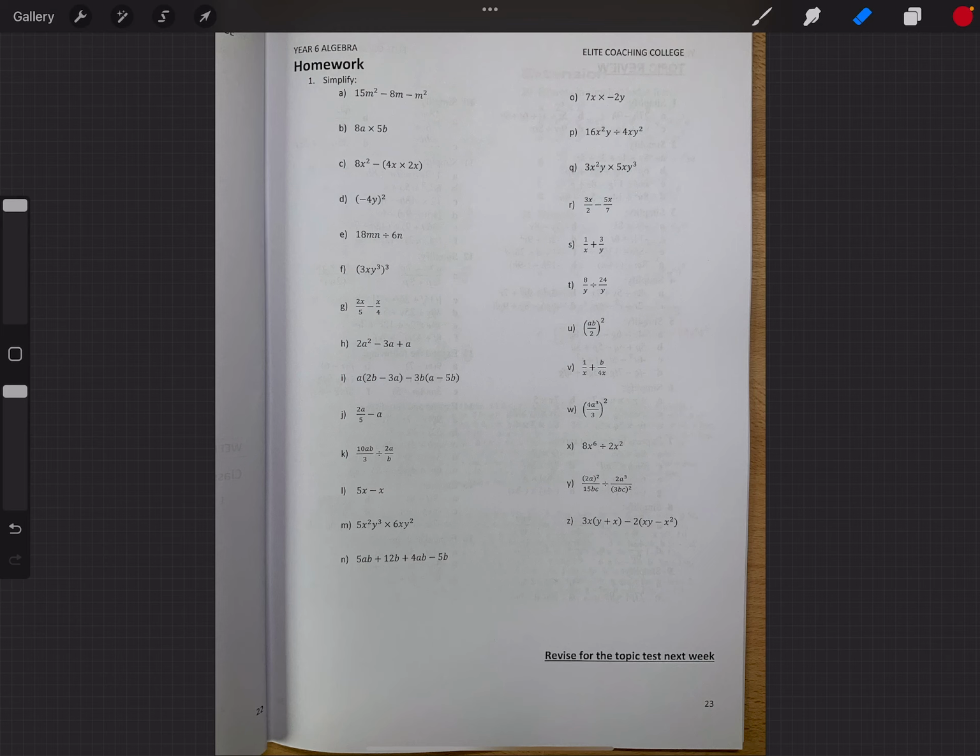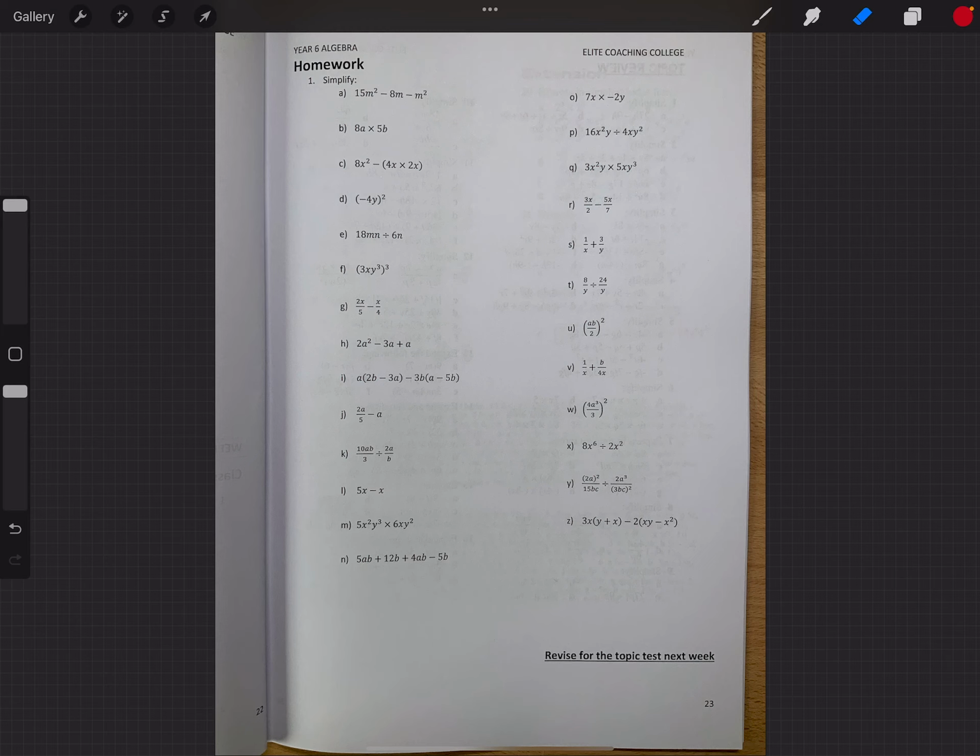Next one. Question E, I'm going to put this into a fraction: 18mn over 6n. What we can do is cross out the n. We can divide top and bottom by n, so we can cross that out. For the 18 and the 6, I can divide them both by 6, so I get 1, and I divide 18 by 6, I get 3. So the answer is 3m over 1, which is 3m.